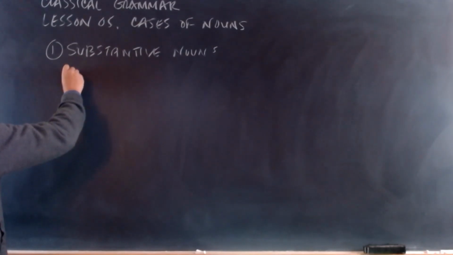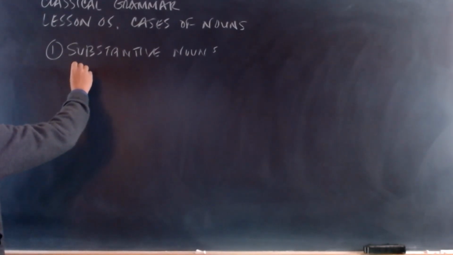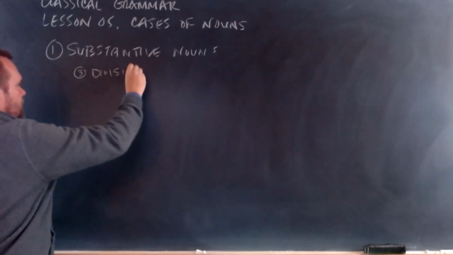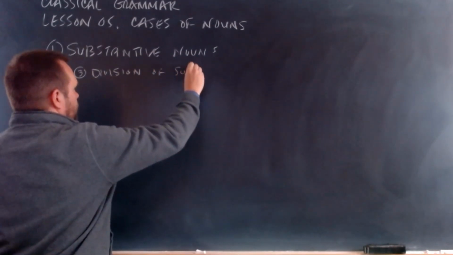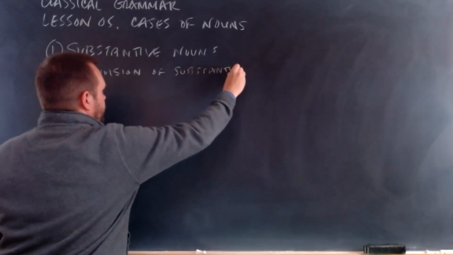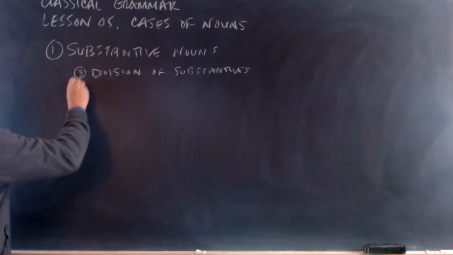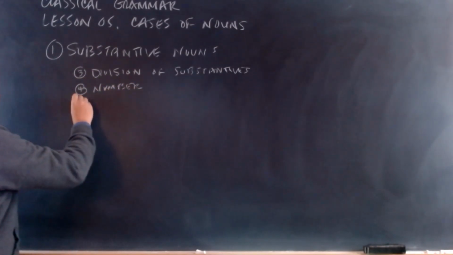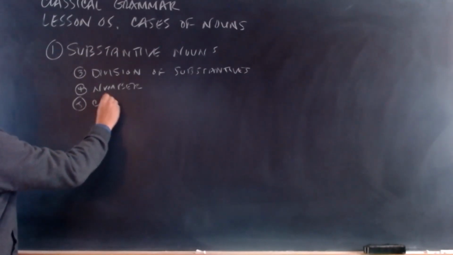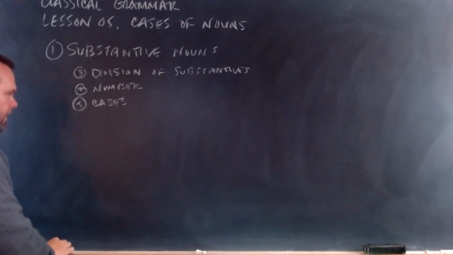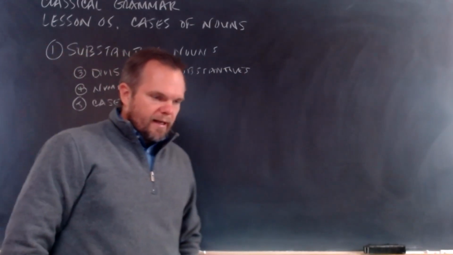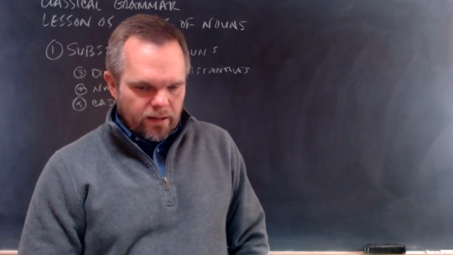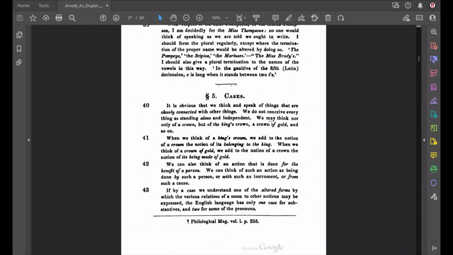And in the first lesson on nouns, and I'll just put 3 here for lesson 3, we learned about the division of nouns, or the classes of nouns. In lesson 4, we learned about number in nouns. And now in lesson 5, we're going to learn about cases in nouns. And we'll keep going, studying nouns over the next couple of lessons. All right, so let's get started and read together what our lesson teaches us on the cases of nouns.